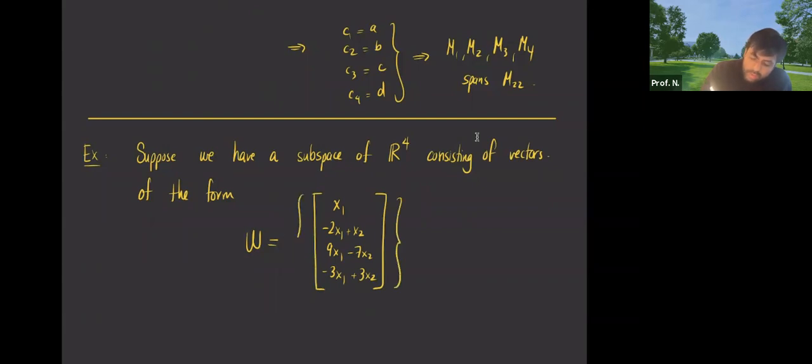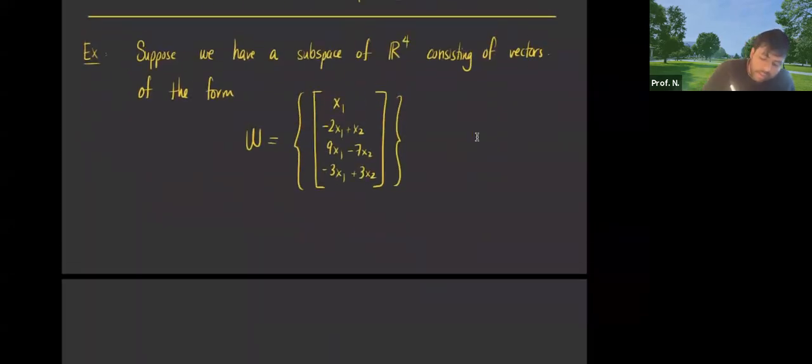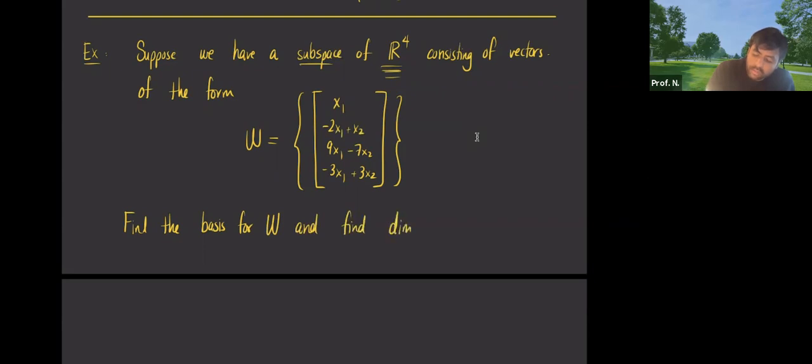So suppose that I have this subspace. The question I'm going to ask is: find the basis for W, not for R4. I'm not looking for the basis for R4. I'm looking for the basis of the subspace. Find the basis for W and find the dimension of W. So how would I find my basis?